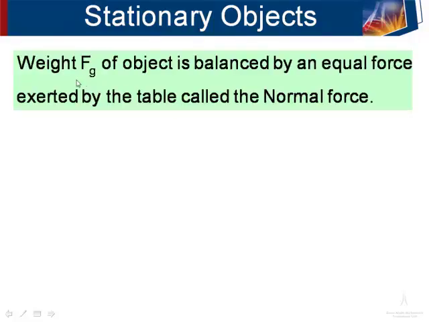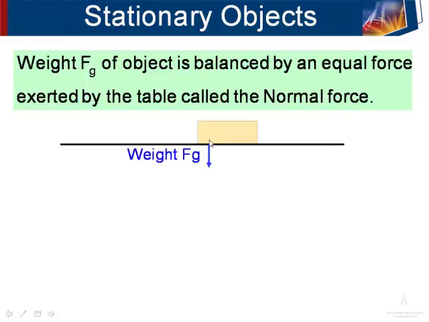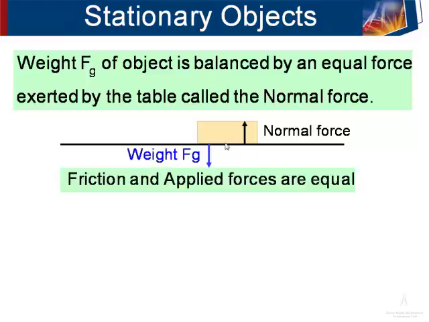Let's look at stationary objects, or objects at rest. The weight Fg of an object is balanced by an equal force exerted by the table, called the normal force. Here we have a stationary object. Weight down, Fg, equals the normal force upwards, and therefore the object will be stationary.